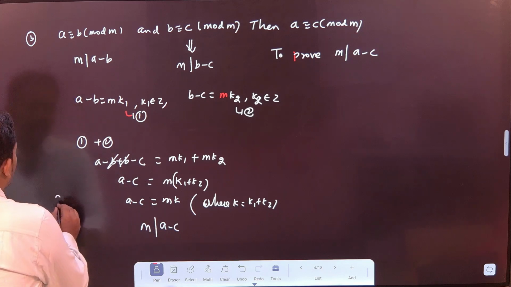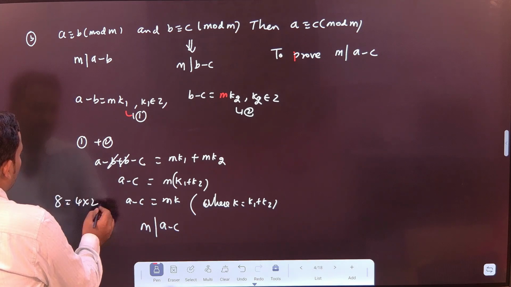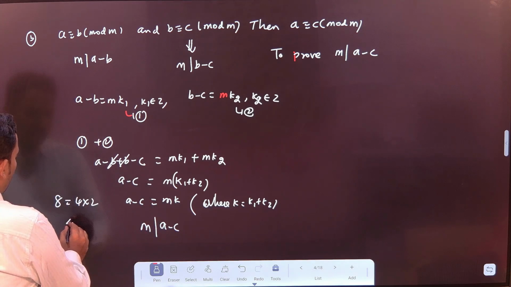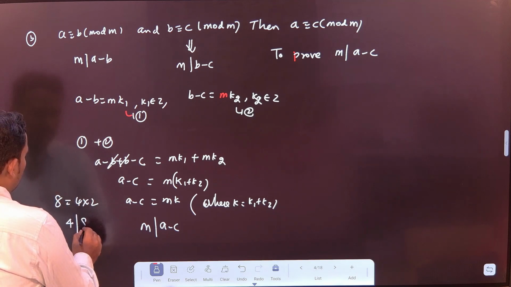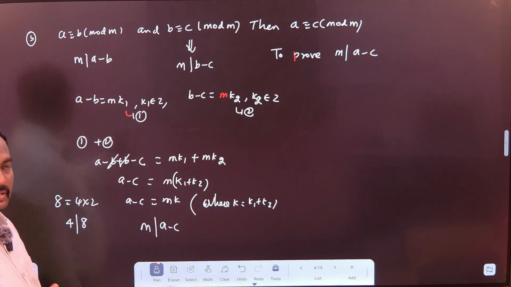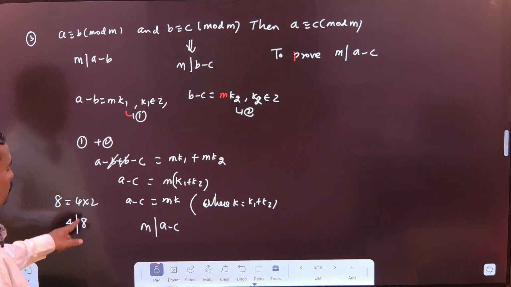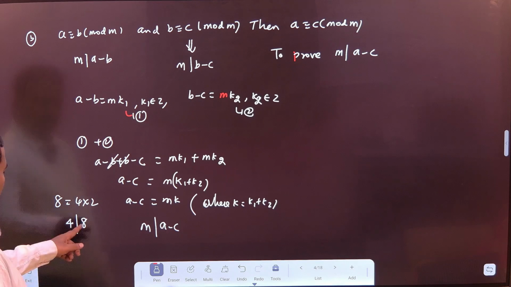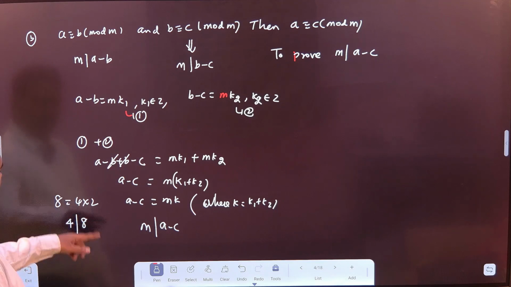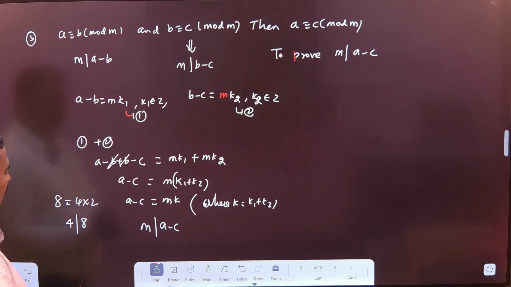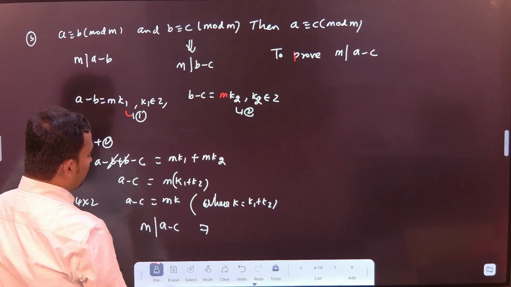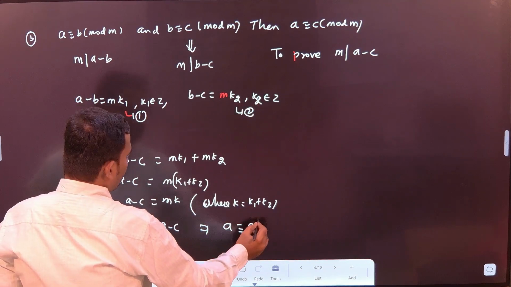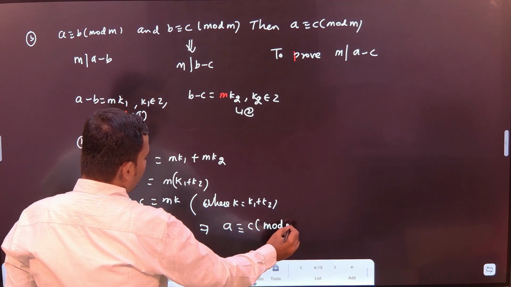If you say 8 is equal to 4 into 2, we can say 4 divides 8, right? 4 into 2, definitely 4 should divide 8. Understand? Because the dividend equals divisor into quotient. Clear? Okay, from this what can we say? We proved that m divides A minus C. From this we can say A is congruent to C modulo m. We proved it.